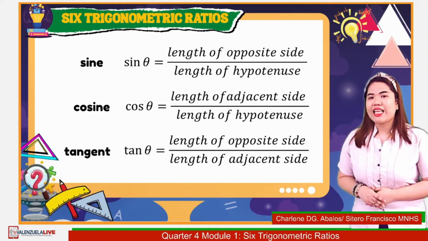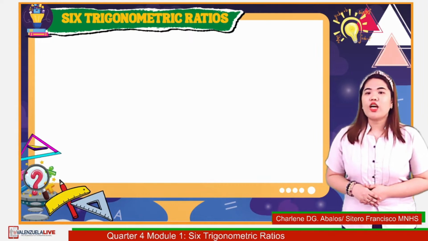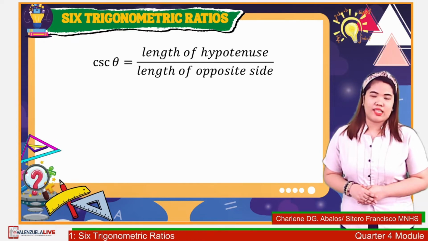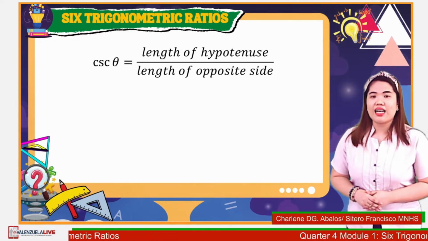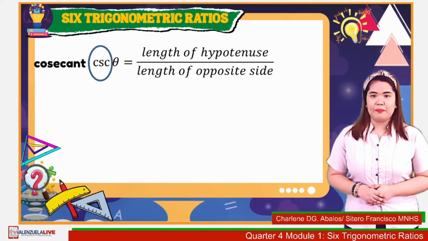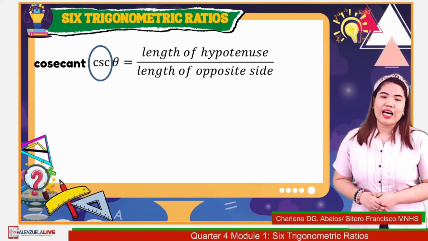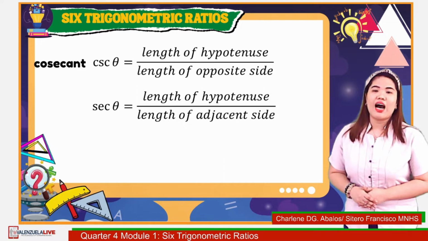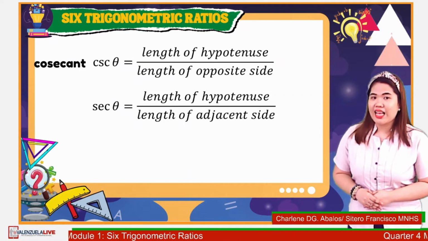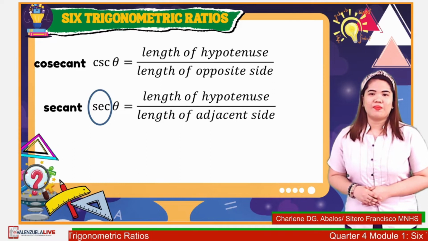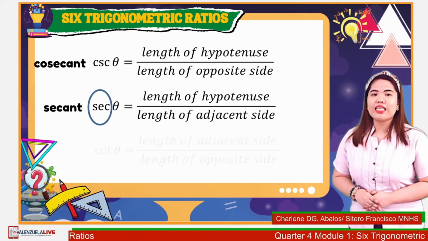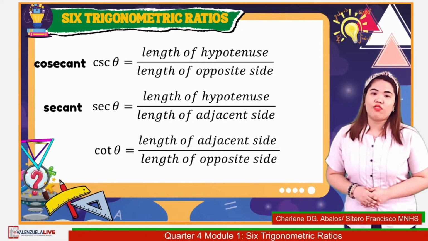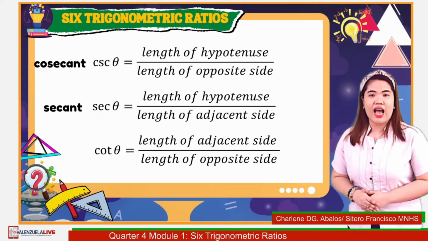Next, cosecant theta is equal to the ratio of the length of hypotenuse to length of opposite side, and it is abbreviated as csc. Secant theta is equal to the ratio of the length of hypotenuse to length of adjacent side, and it is abbreviated as sec. Lastly, cotangent theta is equal to the ratio of the length of adjacent side to the length of opposite side, and it is abbreviated as cot.